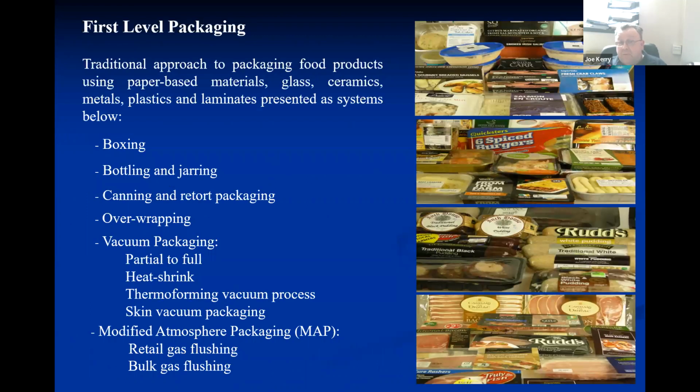And so again, I've already highlighted what first level packaging is, but here are lots of different examples, everything from vacuum packs to modified atmospheric gas flushing, to canning, to jarring, and so on.